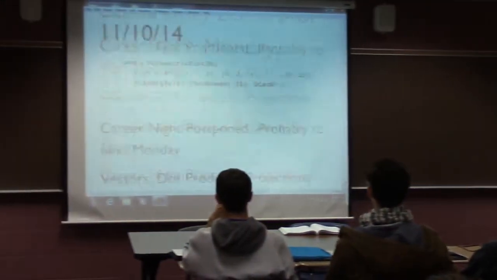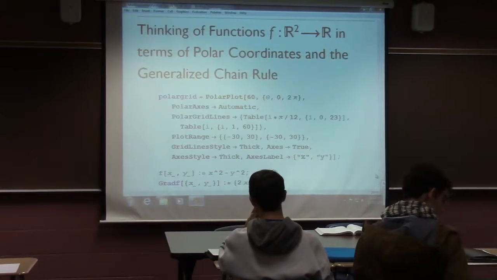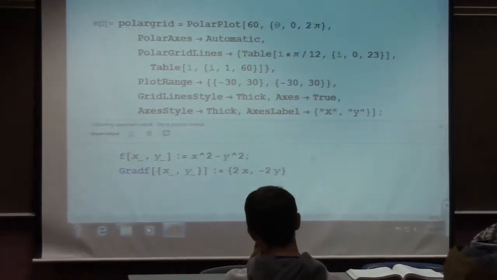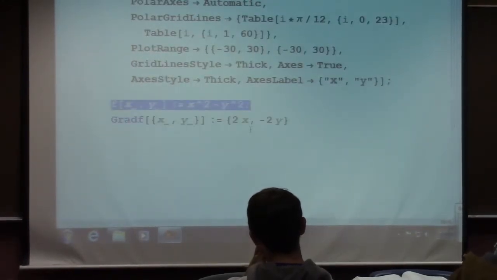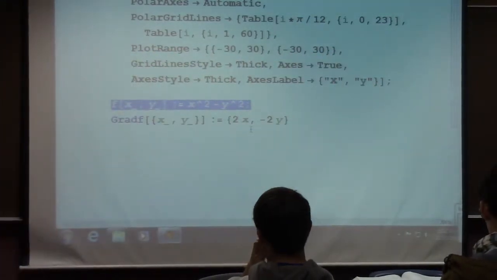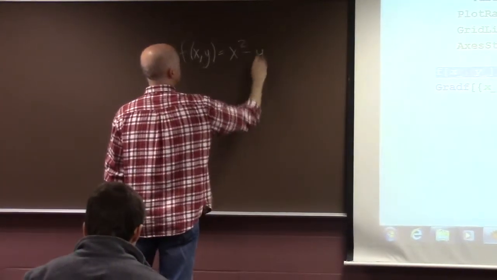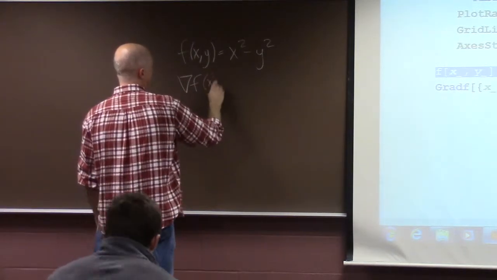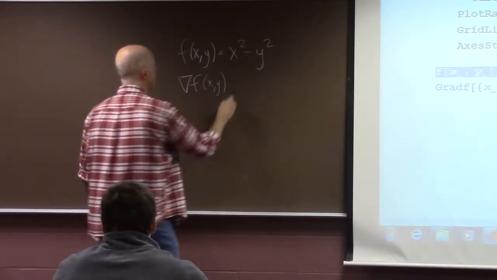Let's go ahead and look at that example from class last Wednesday it was, since we skipped Friday. We've got this simple function here, f of xy equals x squared minus y squared. Its gradient is a function of x and y, though I don't always put the x and y there, is the vector whose first component is the partial of f with respect to x.